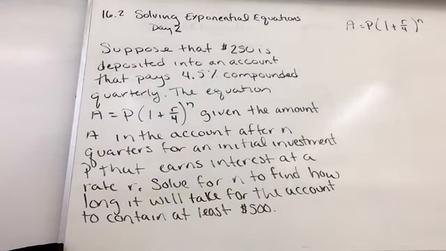All right, 16.2, solving exponential equations, day 2. We got word problems. Suppose that $250 is deposited into an account that pays 4.5% compounded quarterly.